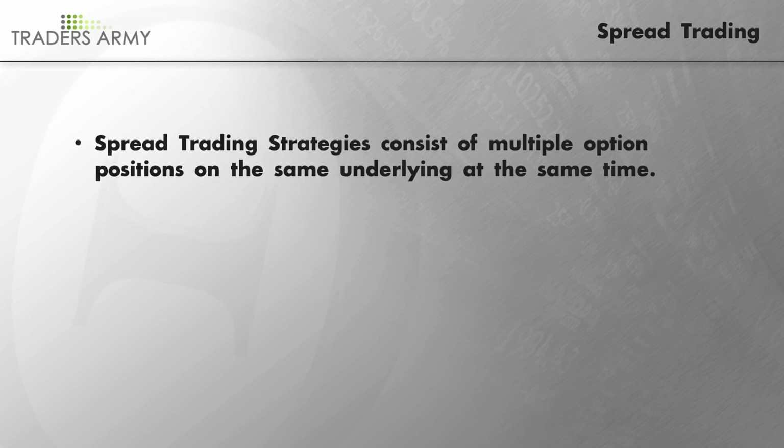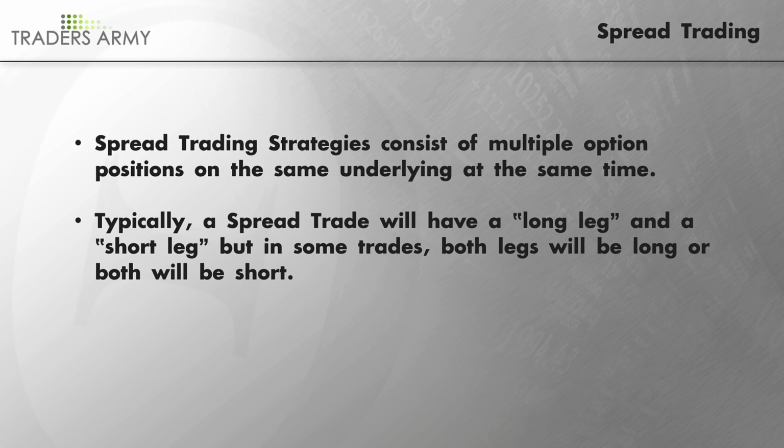A spread trading strategy consists of multiple option positions on the same underlying at the same time. Typically, I would say mostly, a spread trade will have one long leg and a short leg. So you're going to buy one option and sell another option on the same stock and be long and short on that same stock at the same time. Now, you might think, well, why would you want to do that? Then you don't really have a directional bias.